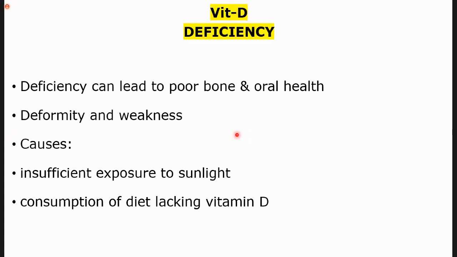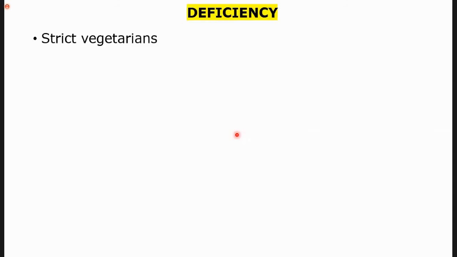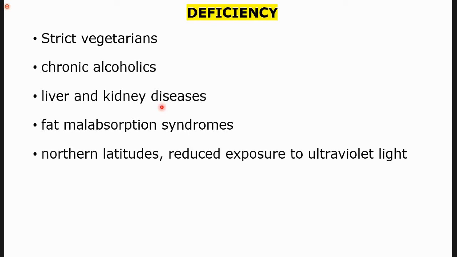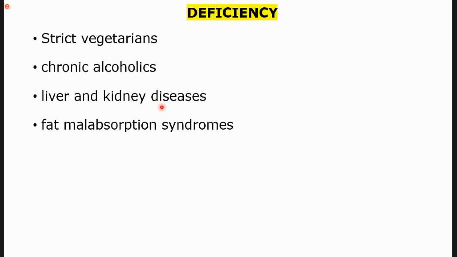Consumption of a diet lacking vitamin D can also be one of the reasons for vitamin D deficiency. Strict vegetarians can also have vitamin D deficiency. Chronic alcoholics can have vitamin D deficiency. Liver and kidney diseases, as both the enzymes that help in the conversion to active vitamin D cannot act properly. So both liver and kidney diseases can lead to vitamin D deficiency. Fat malabsorption syndrome, as vitamin D is a fat soluble vitamin. So fat malabsorption syndrome can also lead to vitamin D deficiency.